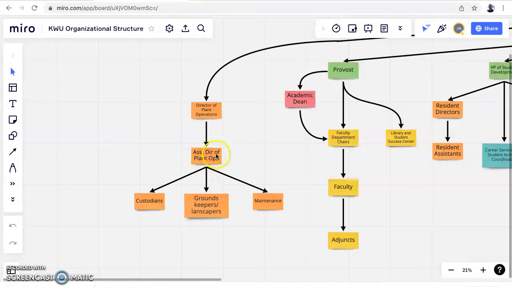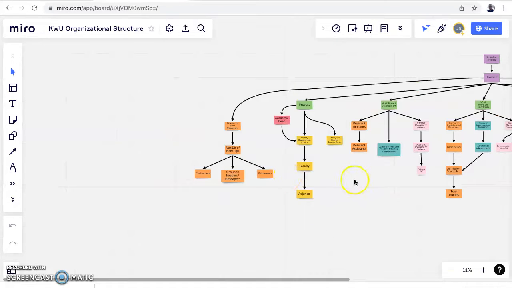Below him is the assistant director of plant operations, and then all of their staff are on the same level, but they have three different departments within plant operations. We got custodians, who do general cleaning, emptying trash, sweeping, mopping, all that type of stuff for the whole campus. Groundskeepers and landscapers do the mowing, tree limb removal, all that type of stuff. And then maintenance handles changing out light bulbs, changing filters on the water fountain, putting in new doors, all that type of stuff. And that is the bulk of how our university runs.